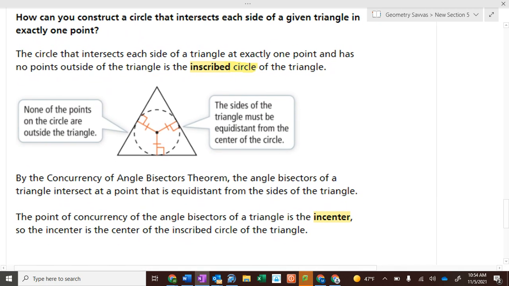Okay, more vocab. A circle that intersects each side of the triangle in exactly one point and has no points outside the triangle. You don't have to write that down. Just the circle that intersects each side of a triangle at exactly one point. And then the point of concurrency of the three angle bisectors is called the incenter.